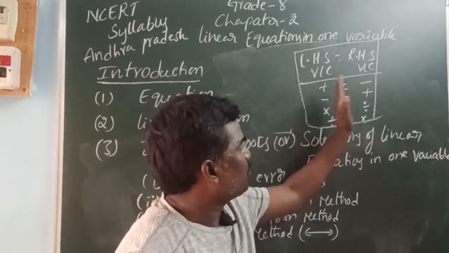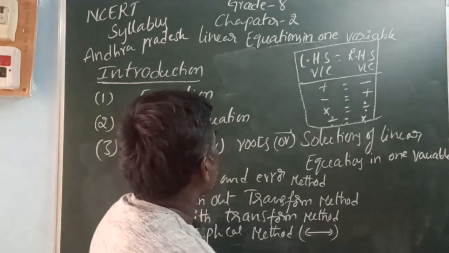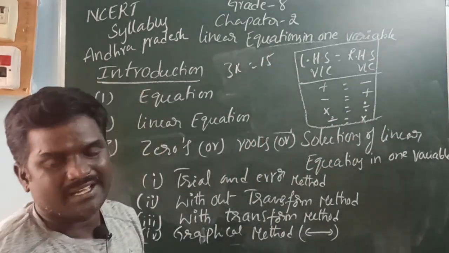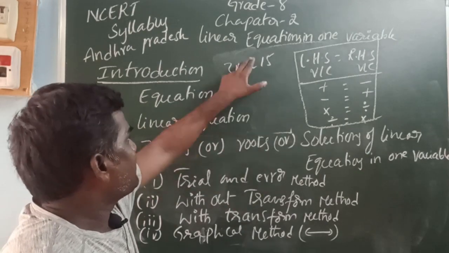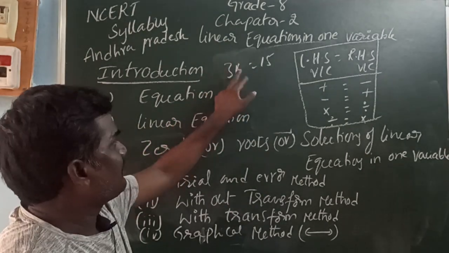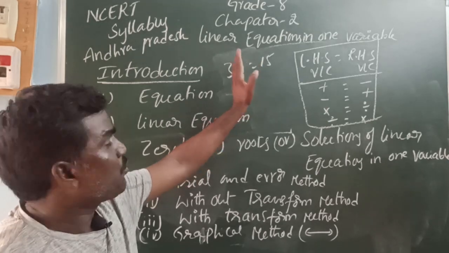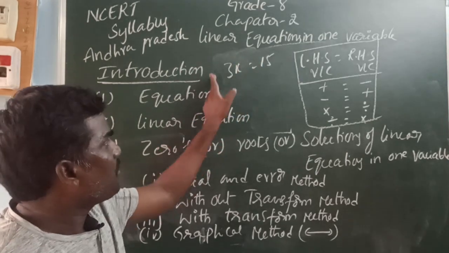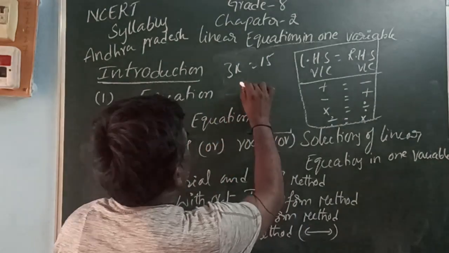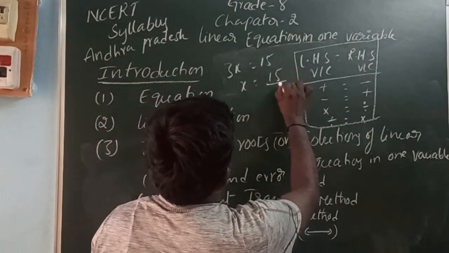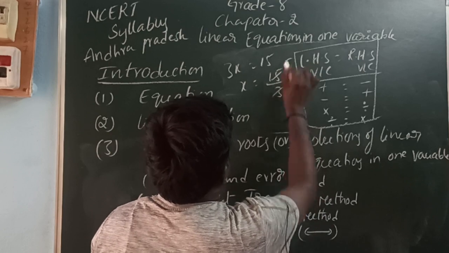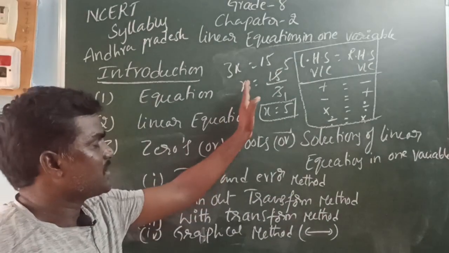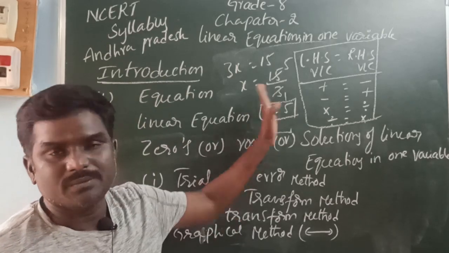For example, 3x is equal to 15. What is the variable here? x. The term is 3x, which means 3 into x. Here we want only x, but x is multiplied by 3. So this multiplier 3 goes to the other side as a divisor. So x is equal to 15 by 3. 3 ones are 3, 3 fives are 15. That is x is equal to 5. So this is the transpose method.